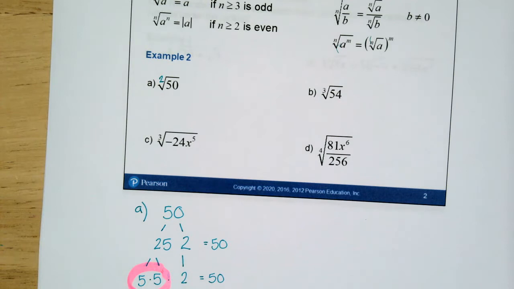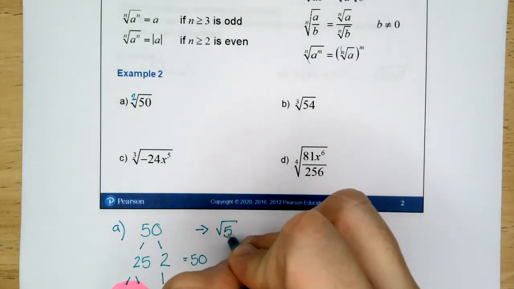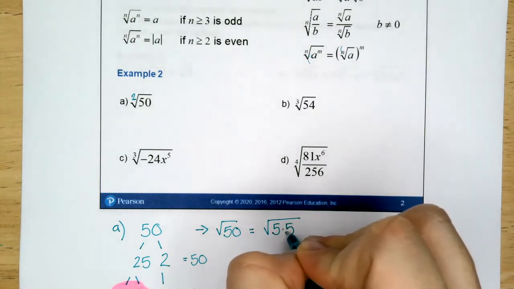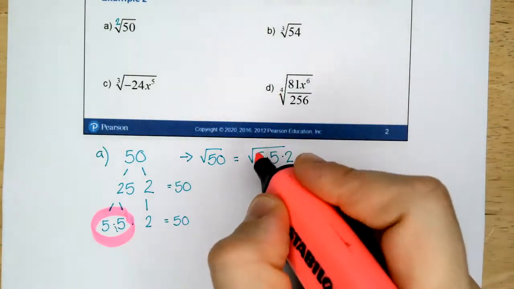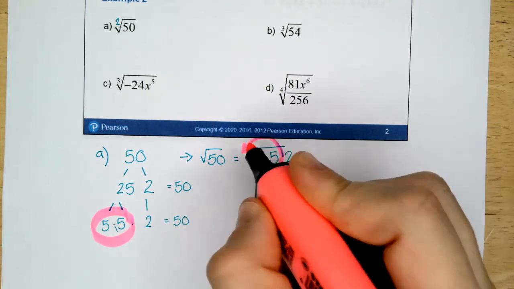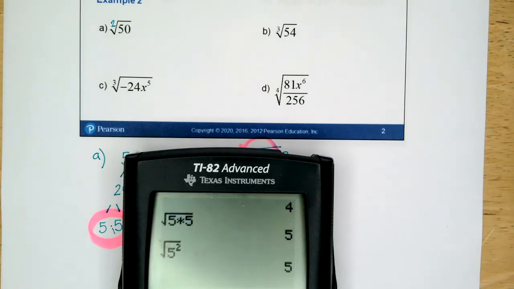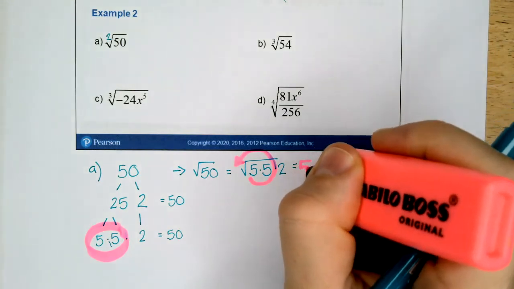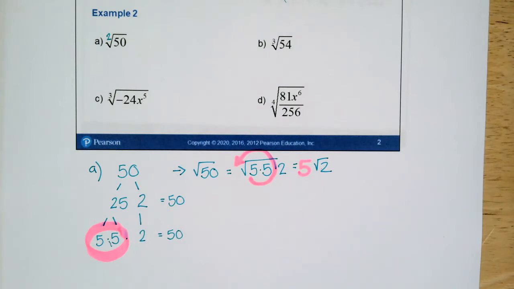So I can in fact change this. The 5s come out. So it was the square root of 50, right? Then it became the square root of 5 times 5 times 2, based on my factor tree. And then I can take the 2 5s out and put them in front as 1 5, right? The square root of 5 times 5 is 5. So now I have 5 square root 2 as my final answer.